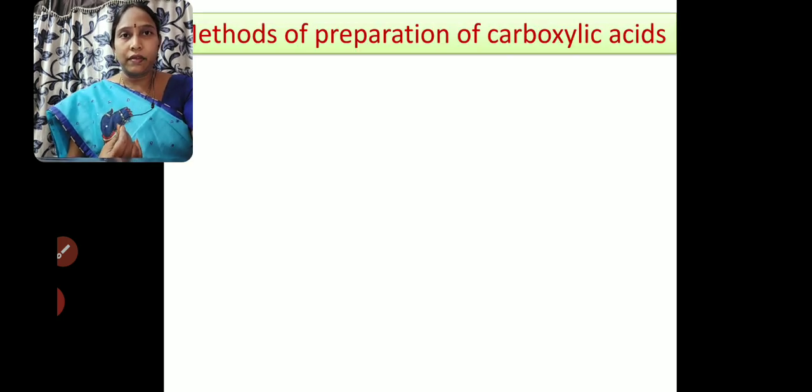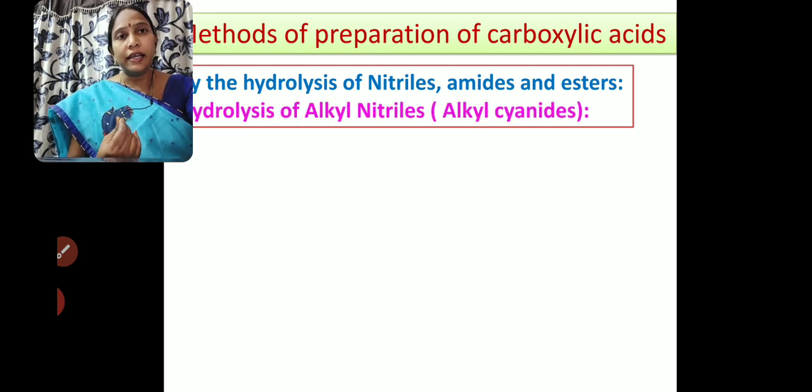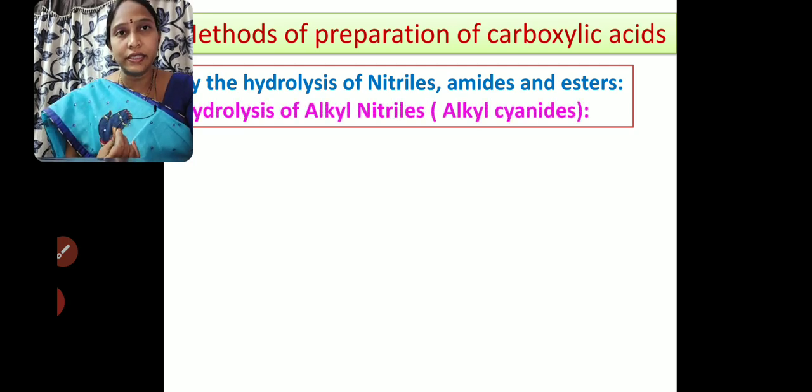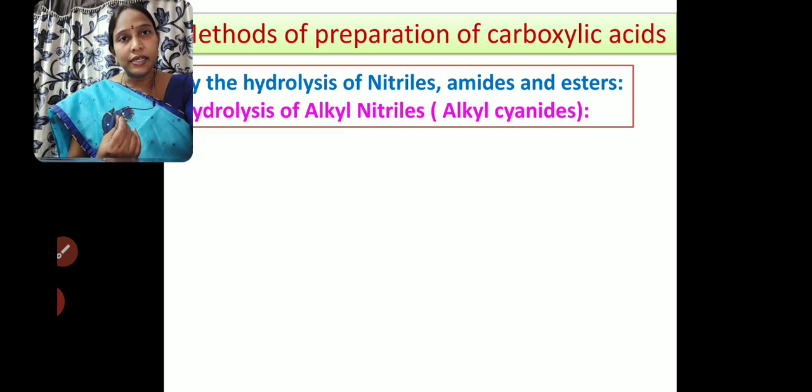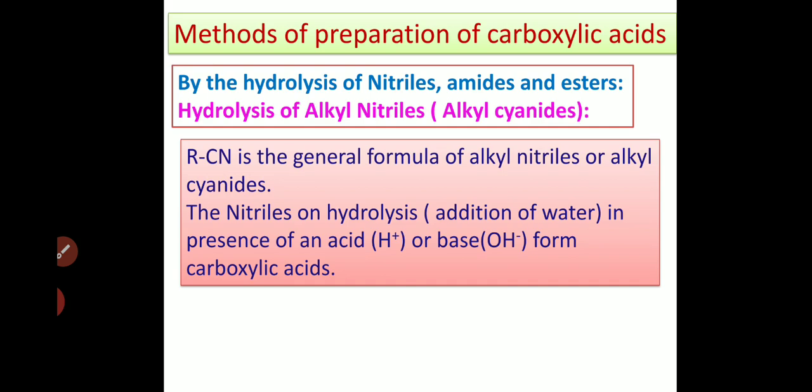In the previous session, we learned a little about preparation of carboxylic acids by the hydrolysis of alkyl nitriles. Today, we will learn in detail how carboxylic acids are prepared by the hydrolysis of alkyl nitriles. What are alkyl nitriles? Alkyl nitriles are nothing but alkyl cyanides. RCN is the general formula for alkyl nitriles or alkyl cyanides, where R is an alkyl group and CN is the cyanide group.